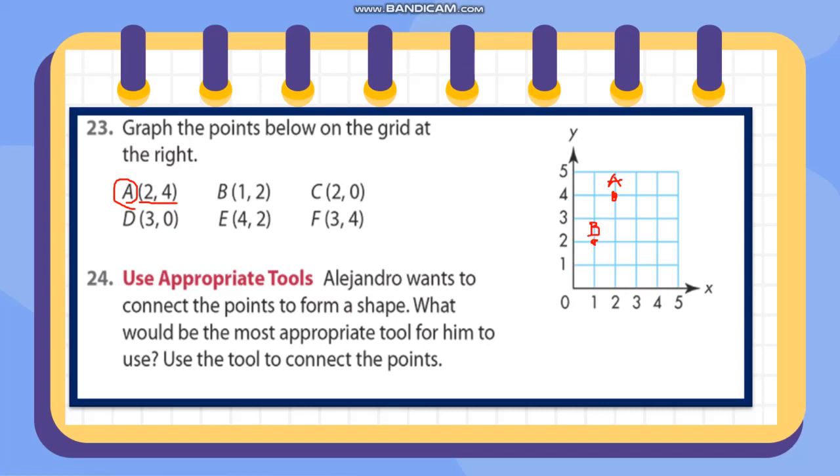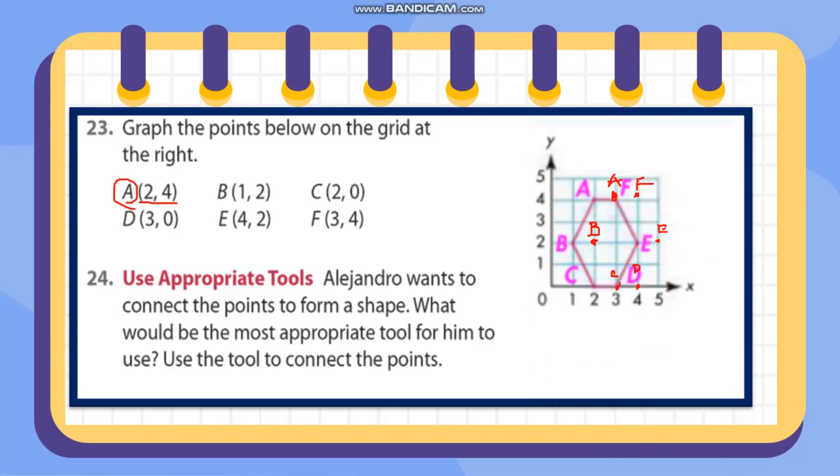And letter C is 2 and 0, so 2 and 0 must be here, so that is letter C. And letter D is 3, 0, 1, 2, 3, then 0. So 3, 0 must be here, so that is letter D. And we have 4, 2 from the point of origin, 4 movements going to the right, then 2 movements up, so this is letter E. And the other one is letter F, which is 3, 4. 3 going to the right, and 4 going up, so that is letter F. Okay, so the answer is this one.